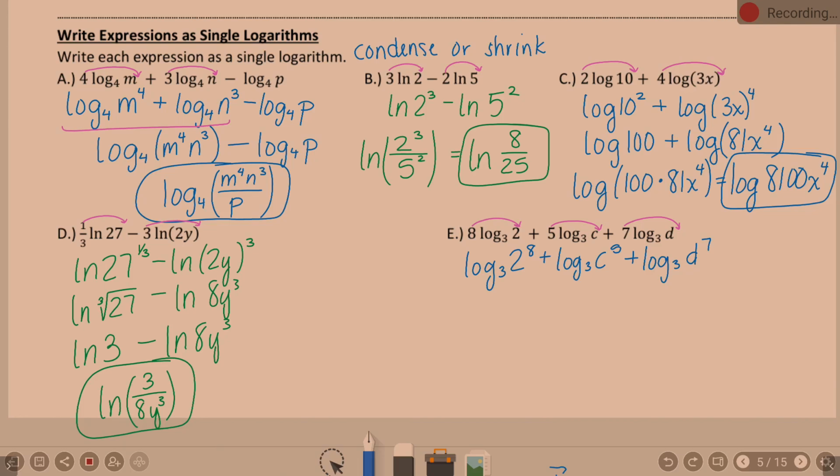What do we know about 2 to the 8th? 256. 2 to the 8th is 256. So this is log base 3 of 256, still plus log base 3 of c to the 5th plus log base 3 of d to the 7th. It's not 2 logs, it's 3 logs being added. 1 log where the insides are multiplied. So this is going to be what? Log base 3 of 256 c to the 5th d to the 7th.